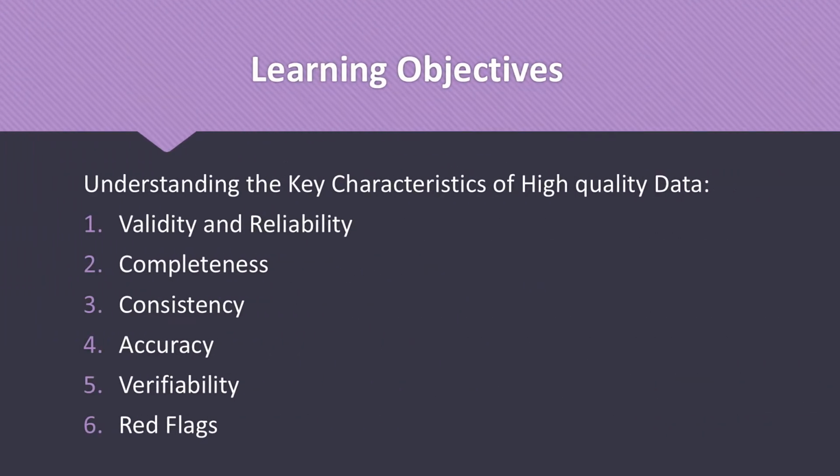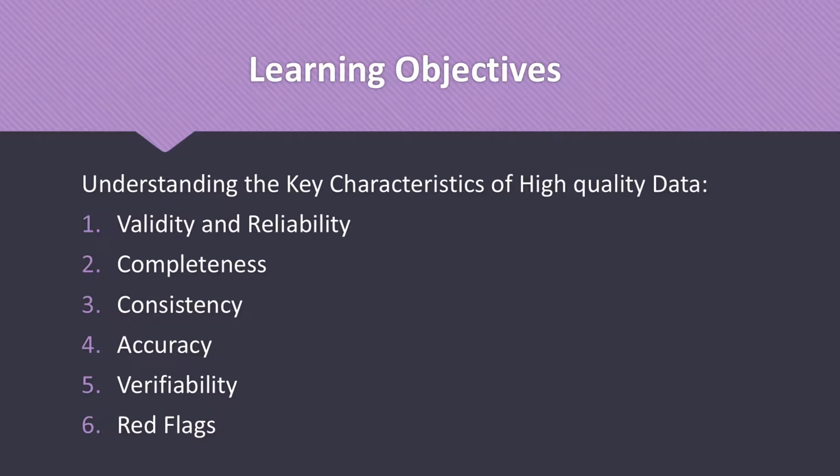Let's review the key characteristics of high quality data. Number 1, validity and reliability. Number 2, completeness. Number 3, consistency. Number 4, accuracy. Number 5, verifiability. And number 6, red flags.